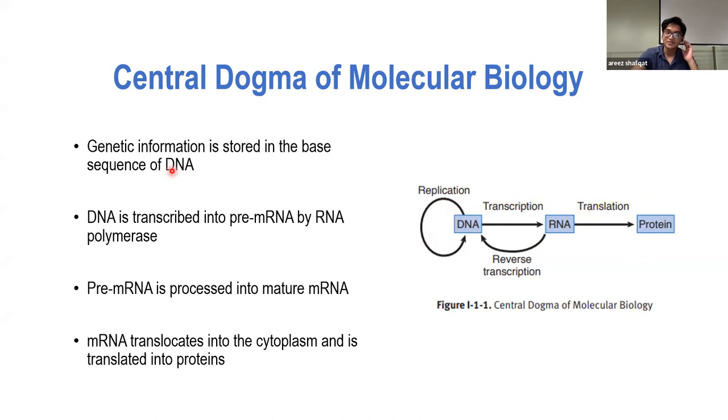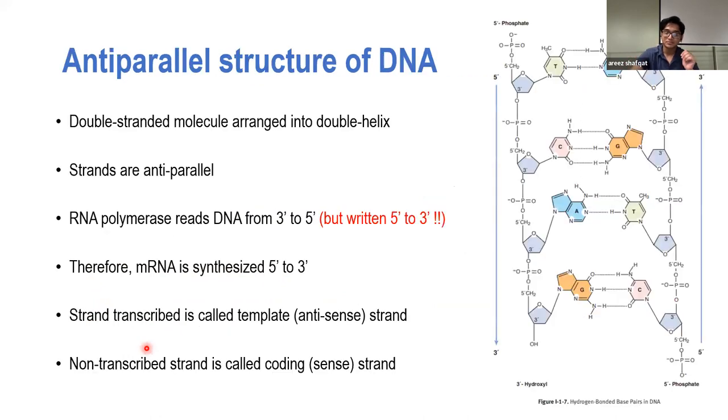Okay? So I've just summarized that for you. Genetic information is stored in the base sequence of DNA. As you know, adenine, thymine, cytosine, and guanine make up DNA. DNA is transcribed into pre-mRNA by RNA polymerase. In bacteria, which are prokaryotes, DNA is transcribed directly into mRNA. Pre-mRNA is then processed into mature mRNA. mRNA goes out into the cytoplasm and gets translated into a protein. This lecture is focused specifically on transcription. This is just a review. You should know this already.